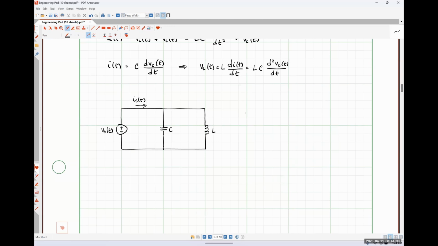So I'm given the following information. Vs of t is a known quantity. Is specifically at t equal to 0 is a known quantity. And my ultimate goal is to solve for Is of t for t greater than 0.